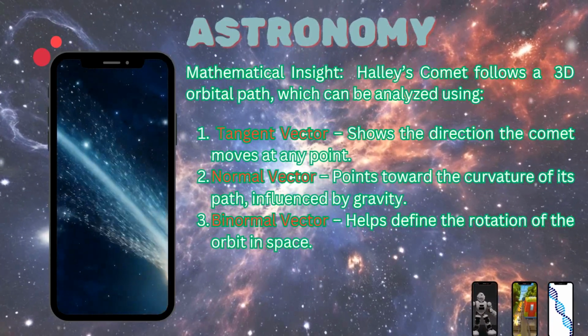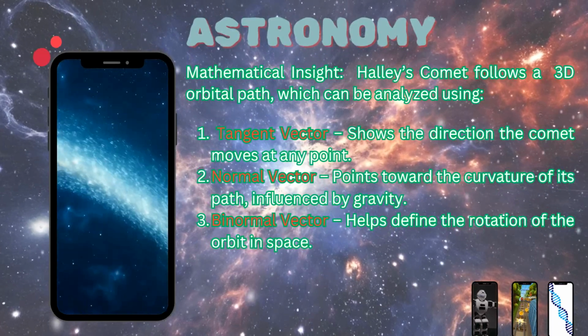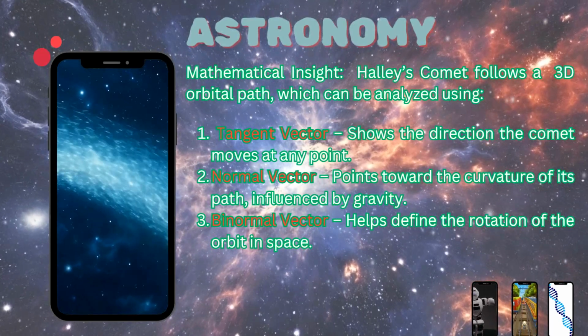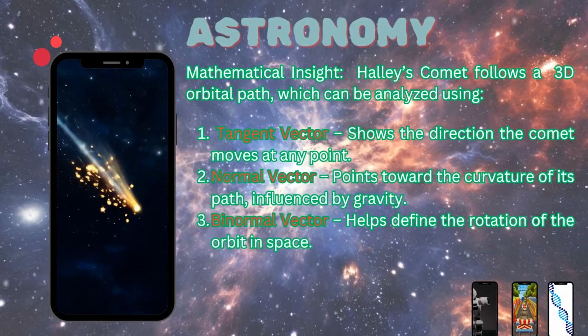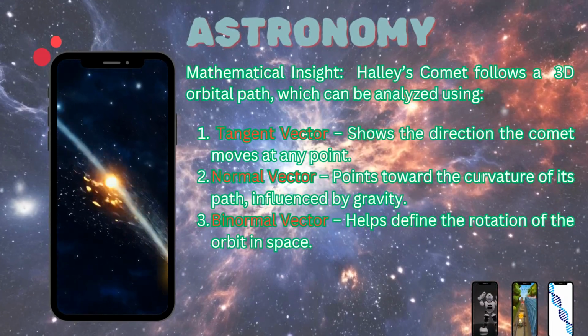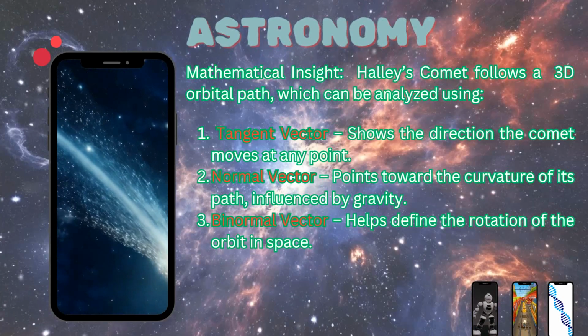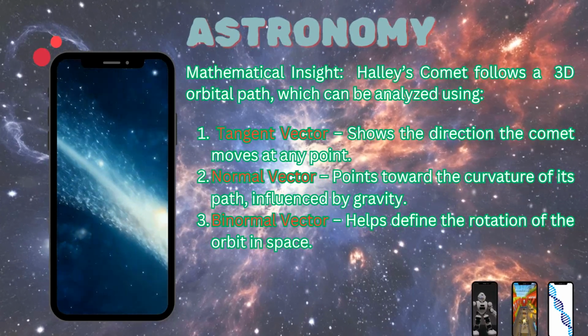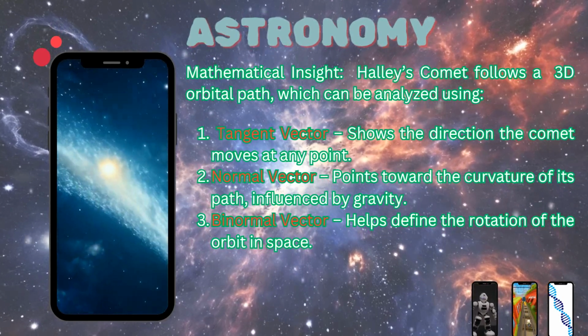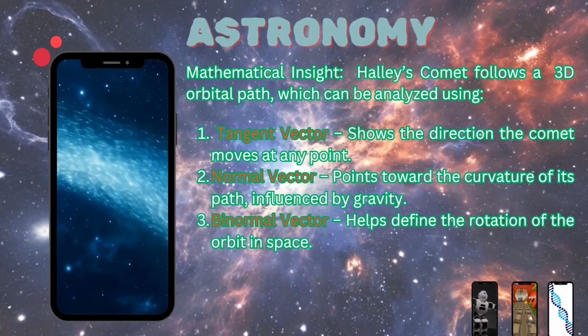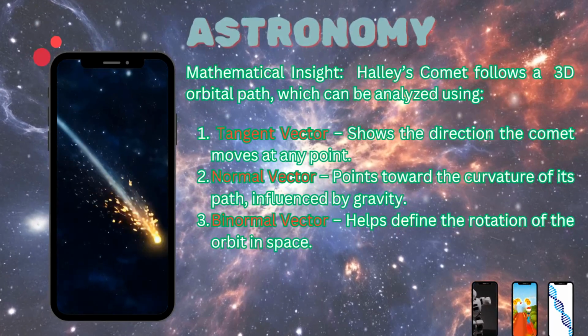Mathematical insight. Halley's Comet follows a 3D orbital path, which can be analyzed using tangent, normal, and binormal vectors. The tangent vector shows the direction the comet moves at any point. The normal vector points toward the curvature of its path, influenced by gravity. The binormal vector helps define the rotation of the orbit in space.